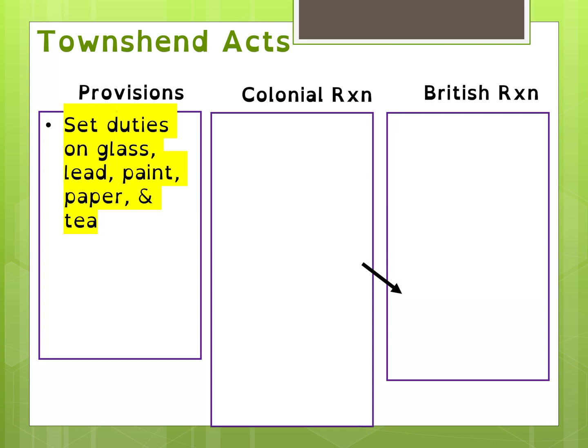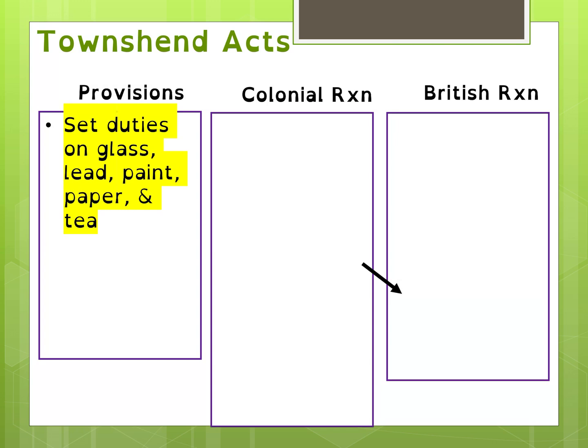Now, let's remember plastic didn't exist back then, so a lot of things are going to be stored in glass containers. So taxing glass is going to affect almost everybody in the colonies. Lead was a product that was used a lot because at this point they still didn't know about lead poisoning. So that is going to affect a lot of people. Paint, paper, tea. Tea was the most popular beverage in the colonies. So if you look at this list of things, it really is a list that affects everybody.